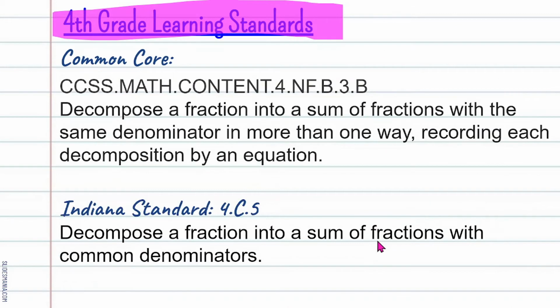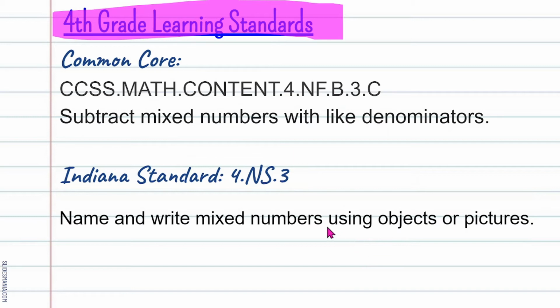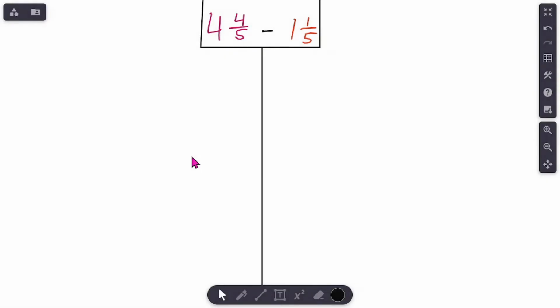This video here is going to be building off of what we already know about subtracting fractions and what we've already done when we have subtracted mixed numbers using models. This video, again, we are going to subtract mixed numbers with like denominators using the common strategies teaching video. Let's get started.